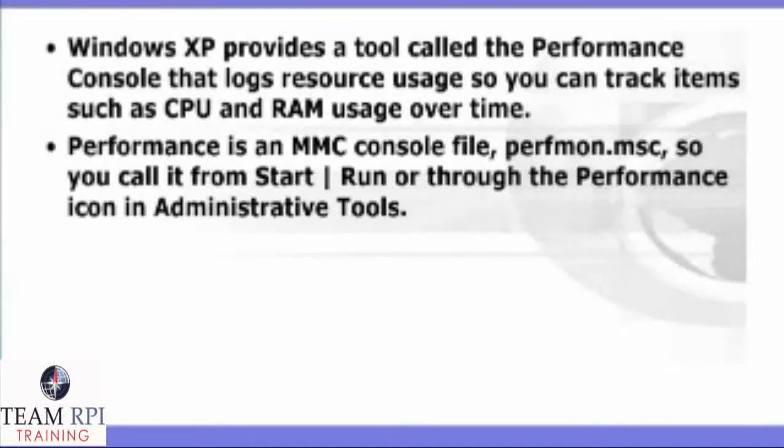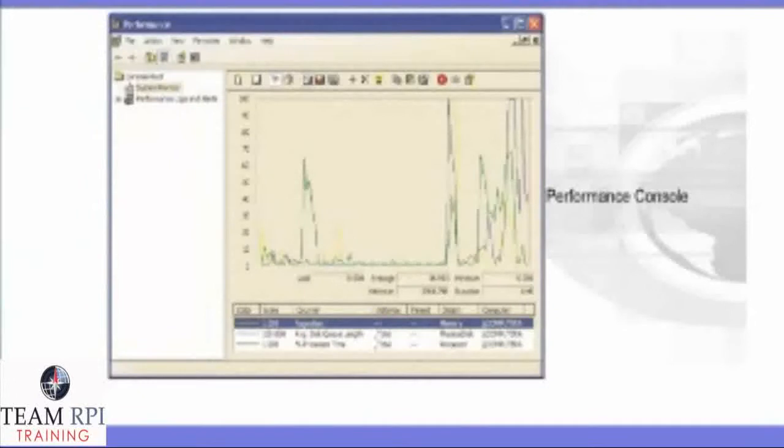You can access the performance console by going to Start, Run, and typing in perfmon.msc in the Run dialog box, or through the performance icon in Administrative Tools. Here's a look at what the performance console looks like.